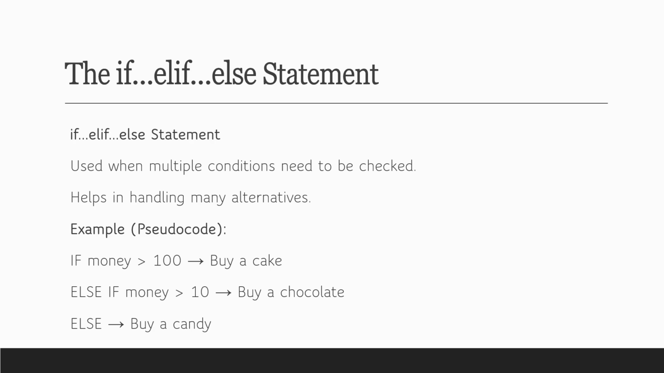If money is greater than 100, then buy a cake. Else if money is greater than 10, then buy a chocolate. Else, buy a candy. In this structure, the program checks conditions one by one. As soon as one condition is true, its block is executed and the remaining conditions are skipped. If none of the conditions are true, the else block is executed.